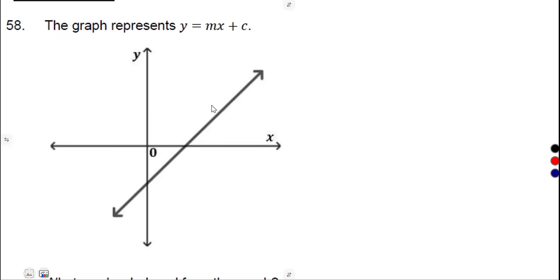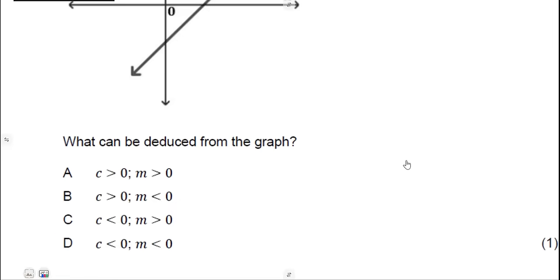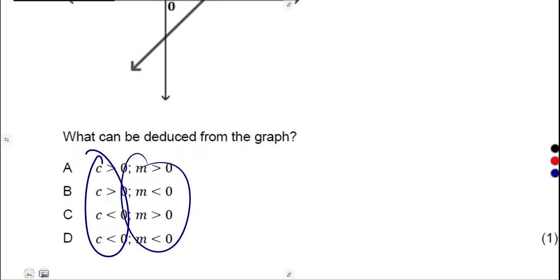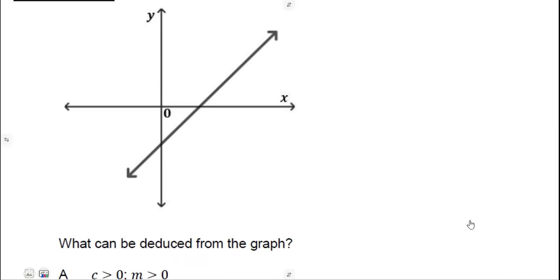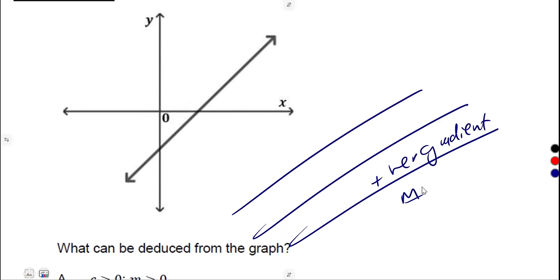Then 58. The graph here represents this equation, y is equal to mx plus c. What can be deduced from the graph? What is it they are comparing? The c, which is the y-intercept, and m, which is the gradient. It's a comparison of the y-intercept and the gradient. First, guys, all these lines like this, they have what? A positive gradient, isn't it? The value of m is positive.